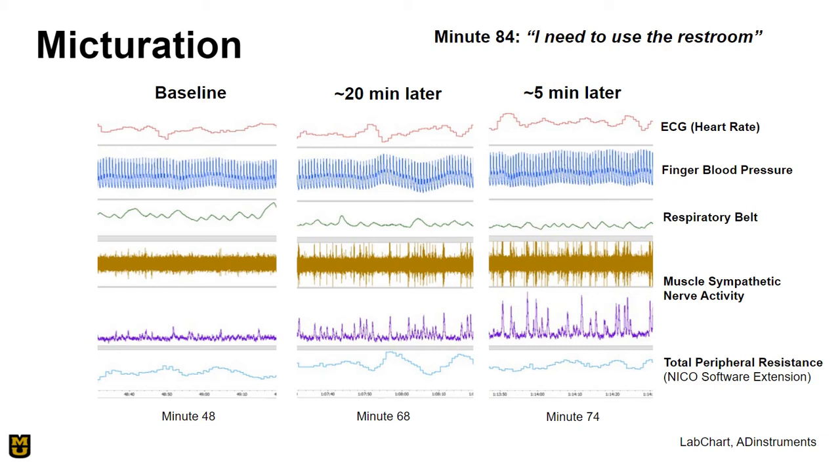So this is just a really good example. If you aren't doing direct recordings of sympathetic activity, but your participant tells you, I need to use the restroom, take into account that maybe for the last 30 minutes, your data have been compromised, because that has a significant effect on sympathetic activity.